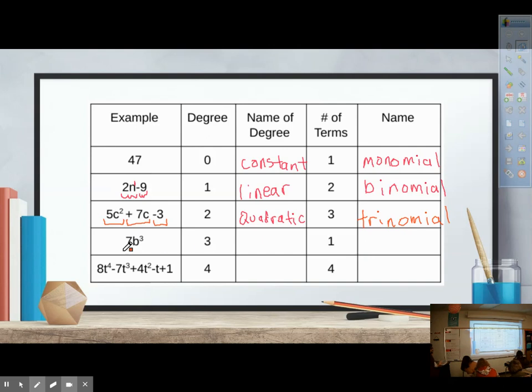Okay. The next example, 7b to the third power. The highest exponent is 3, so the degree is 3, and the word for that is cubic. If you've heard of a cube, the reason we call it a cube is because it's 3-dimensional. It has length times width times height. If it was x, it would be x times x times x, which is x to the third power. That's why it's called cubic. And this only has one term. So from earlier, we know that one term is a monomial.